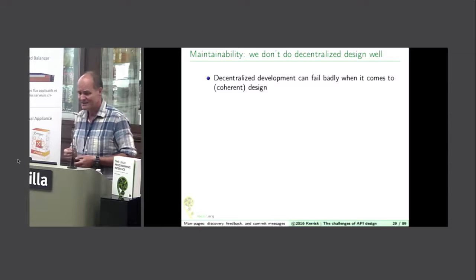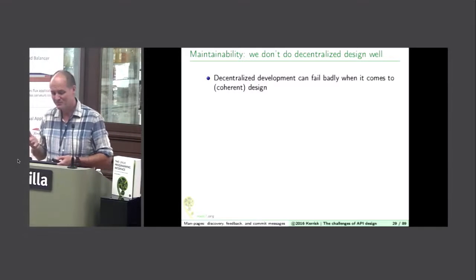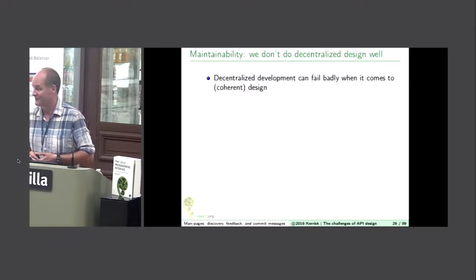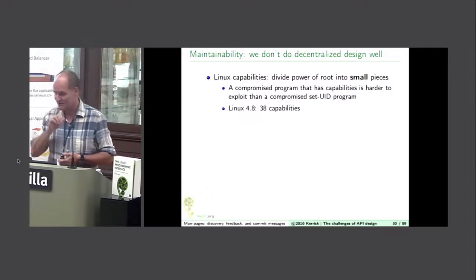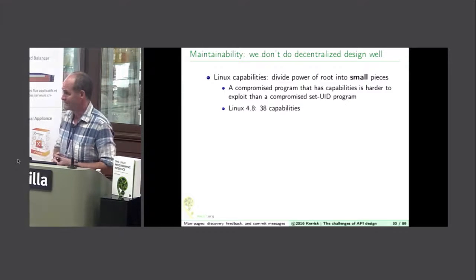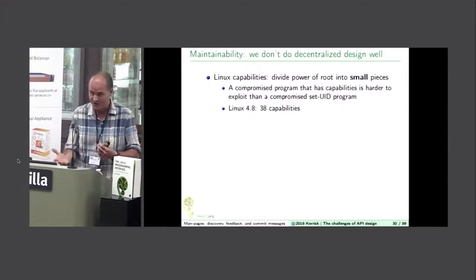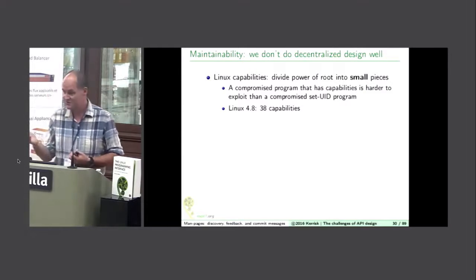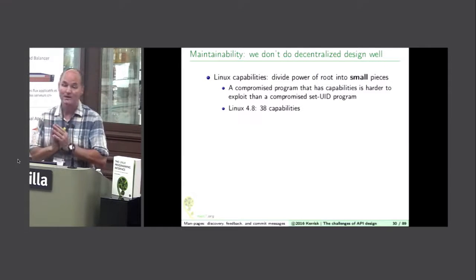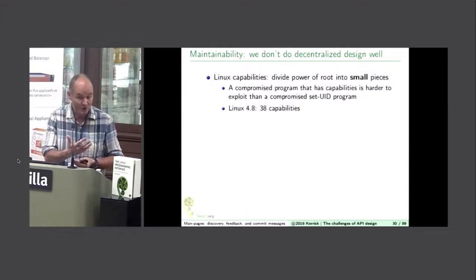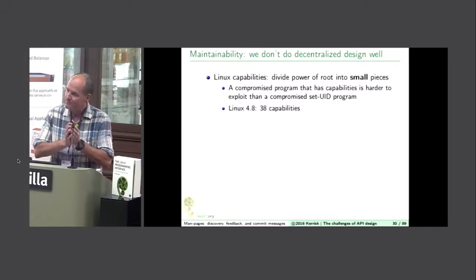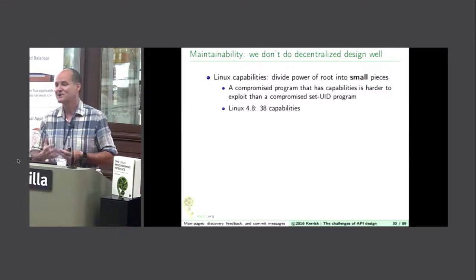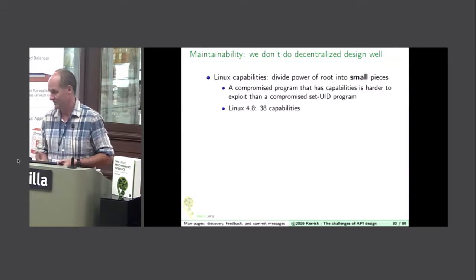Another part of maintainability is we don't do decentralized design very well. And there's a number of examples of this. My favorite is Linux capabilities. Okay, Linux capabilities, the general idea is break the power of root up into small pieces. And the idea is that now instead of having set UID root programs, we have programs with capabilities. That program, when it's run, has fewer powers. If it gets compromised, then it's potentially going to be able to do less damage.